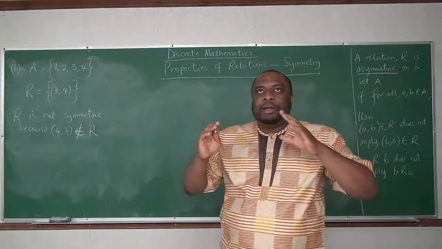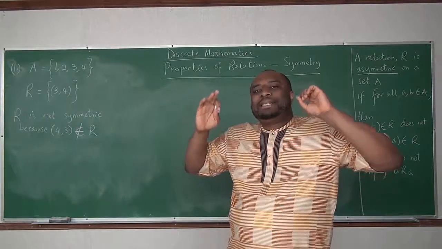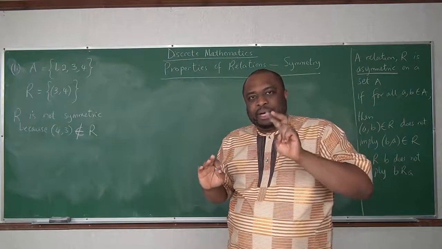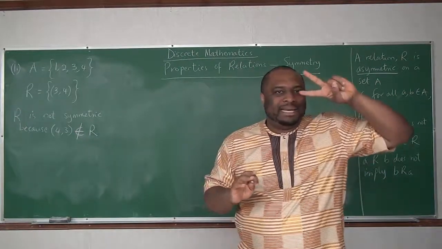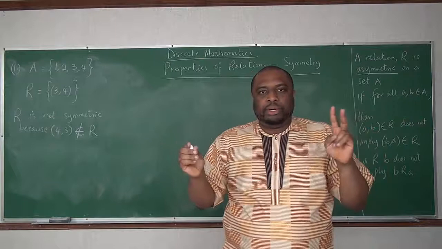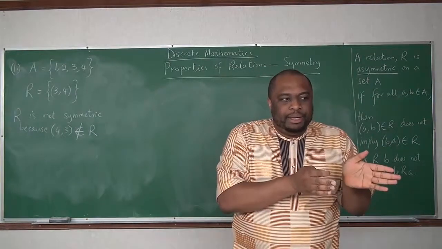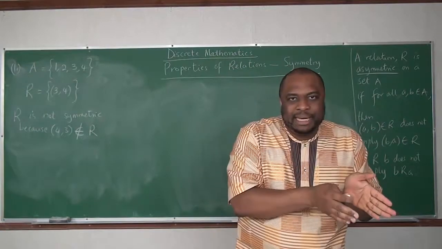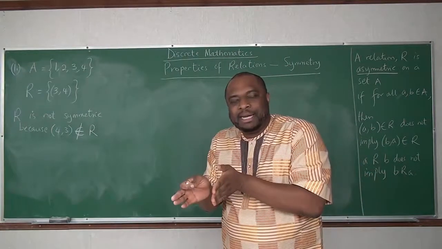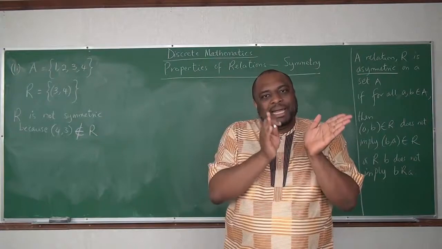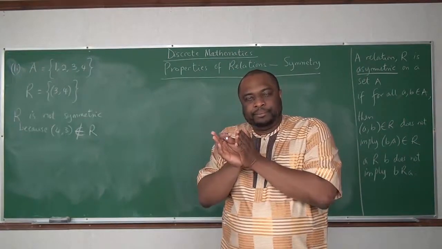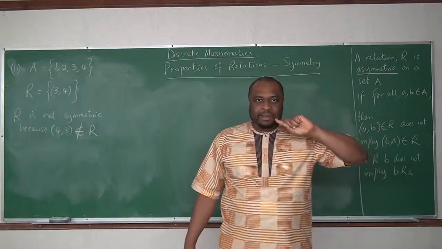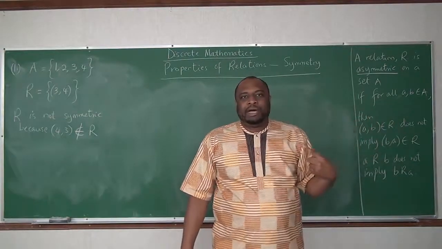With antisymmetric, remember, we have to have at least 2, okay? If AB is an element of R and BA is an element of R, that implies that A is equal to B. But here we have only one ordered pair. We don't even have the other ordered pair.